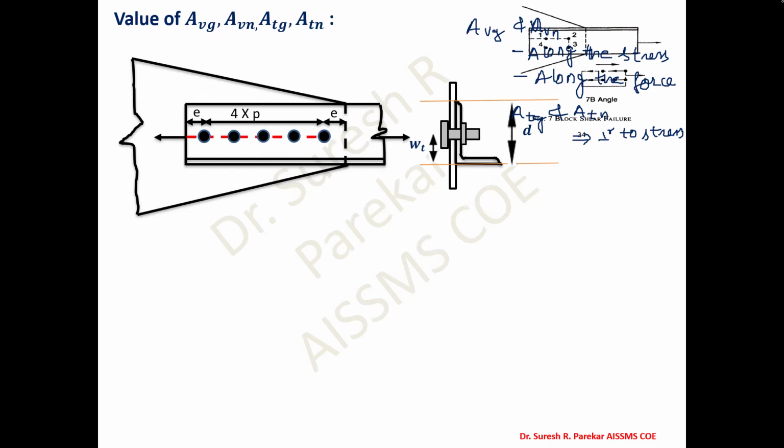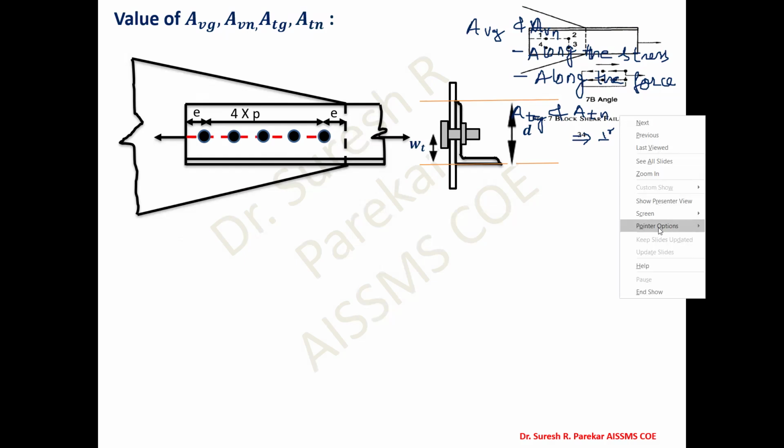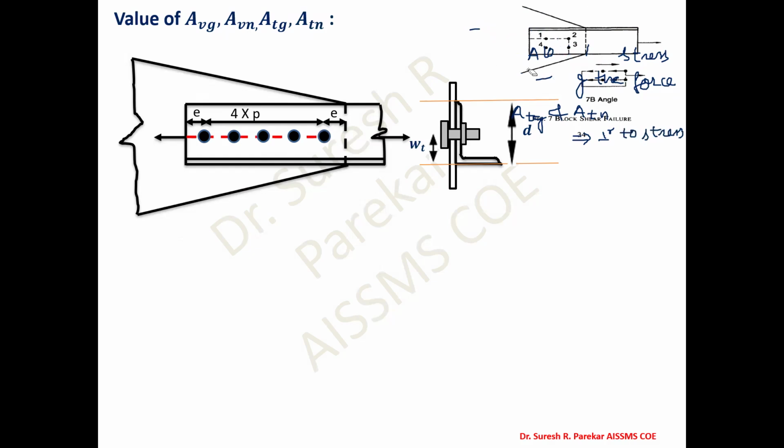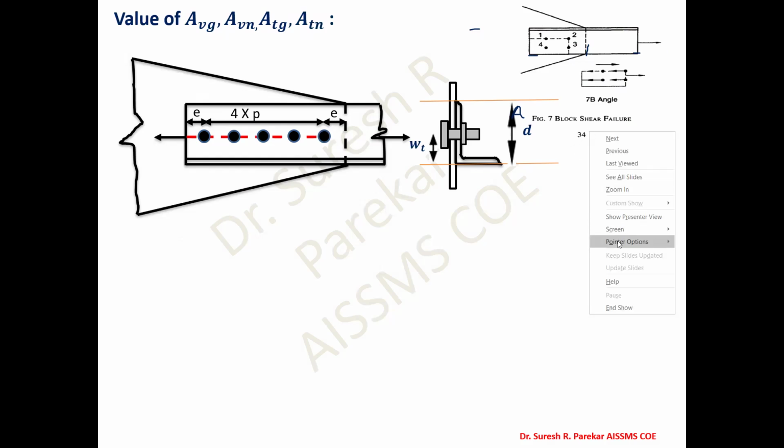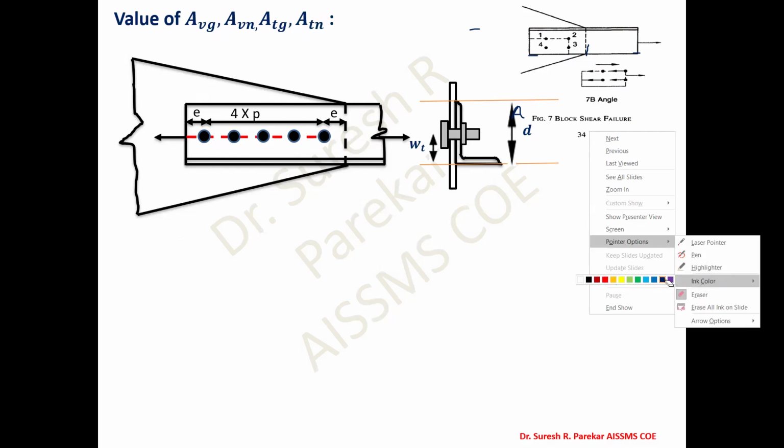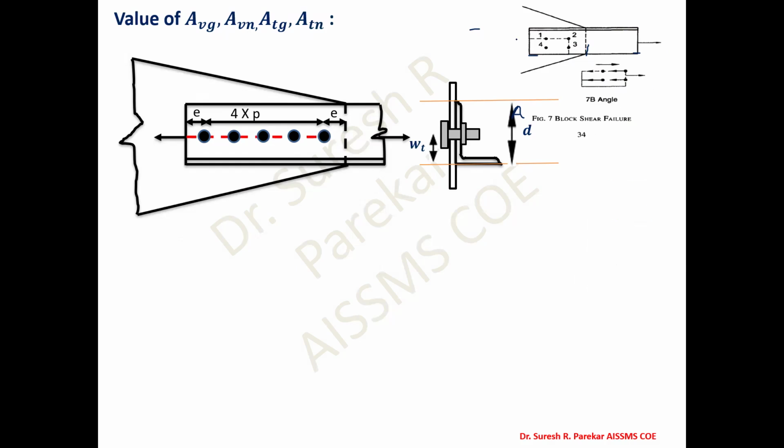So now you can see over here, they have given this diagram. Just I will show this. Here you can see block shear failure. And for block shear failure, we require values of AVG and AVN, ATG and ATN. You can see along this 1, 2, we have AVG, AVN. And perpendicular to this, we have 2, 3. This is ATG and ATN.